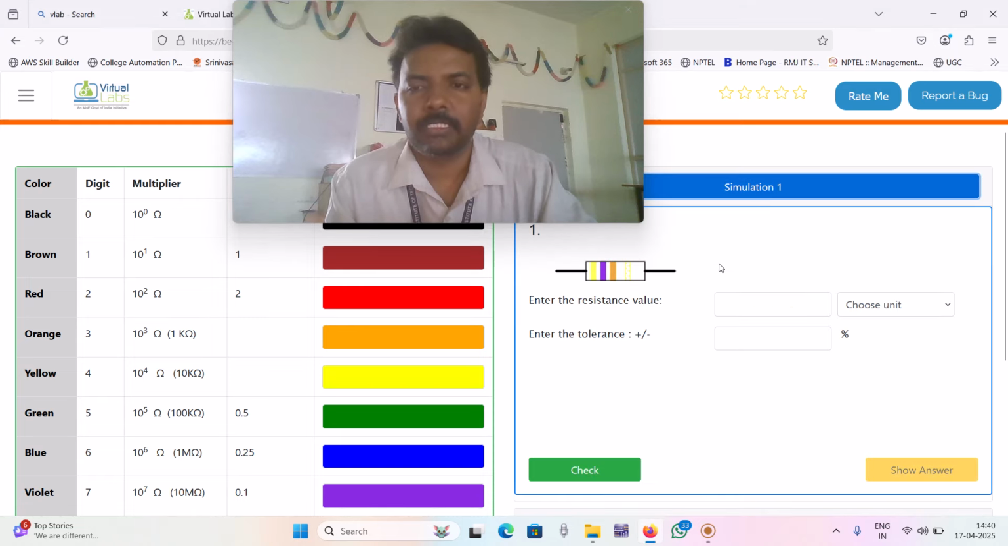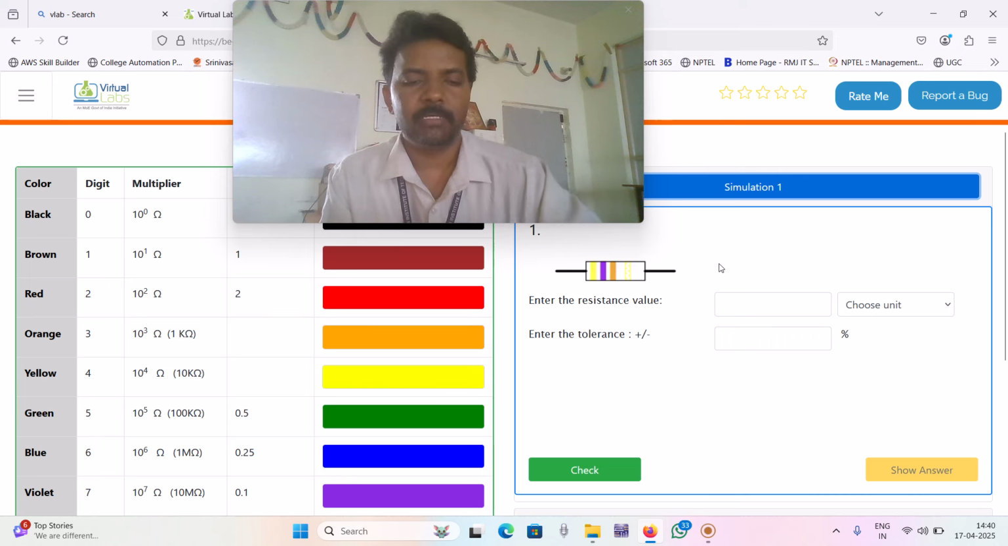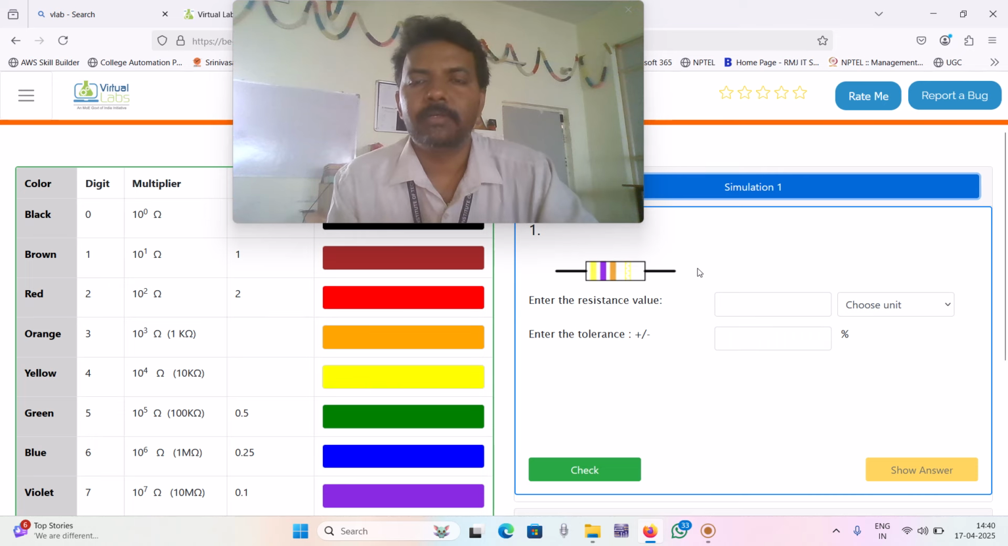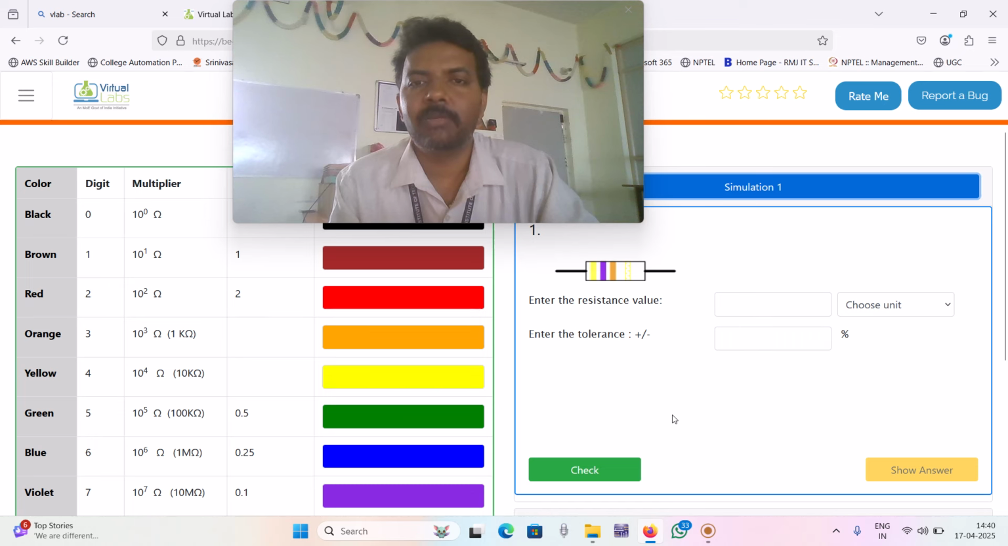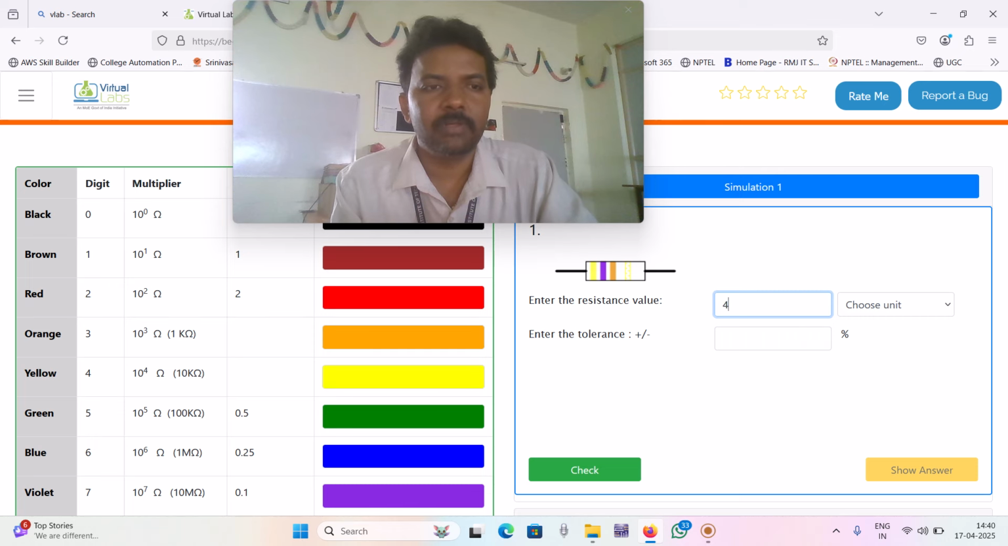We discussed earlier, in the beginning of the lab, how to calculate the resistance values based on the color coding, assigning digit numbers and considering the multipliers. Finally, we are also adding the tolerance to calculate the final value of the given resistor. See here, these are four band resistors. The first band color is yellow. Yellow means we assign the digit four for yellow.